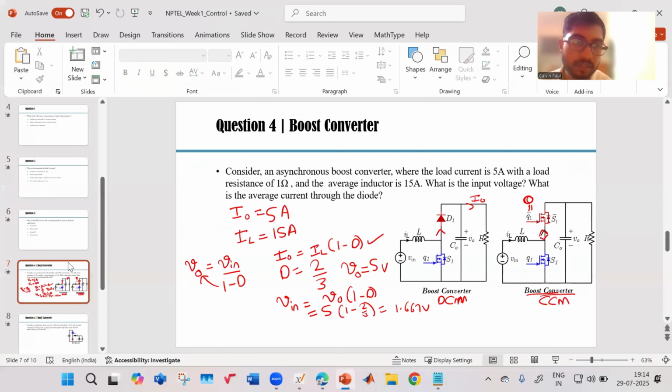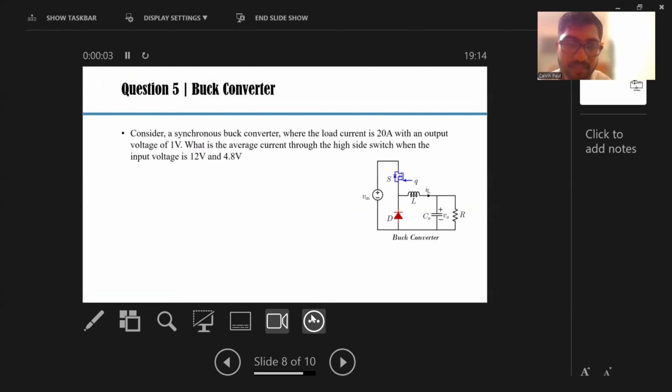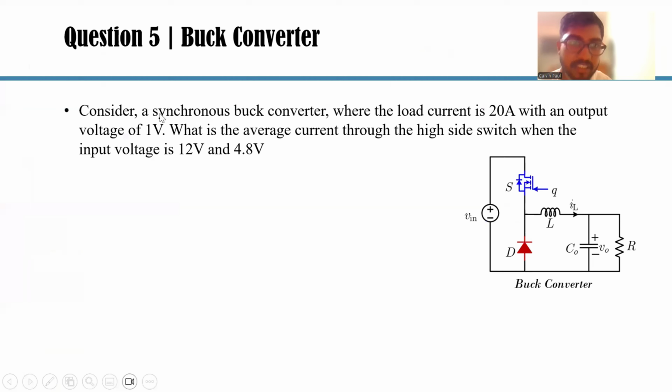Okay. Next, we'll go to the buck converter. Actually, I have made a mistake. I have written a synchronous buck converter, but actually it is an asynchronous buck converter. So there's a mistake on my part.